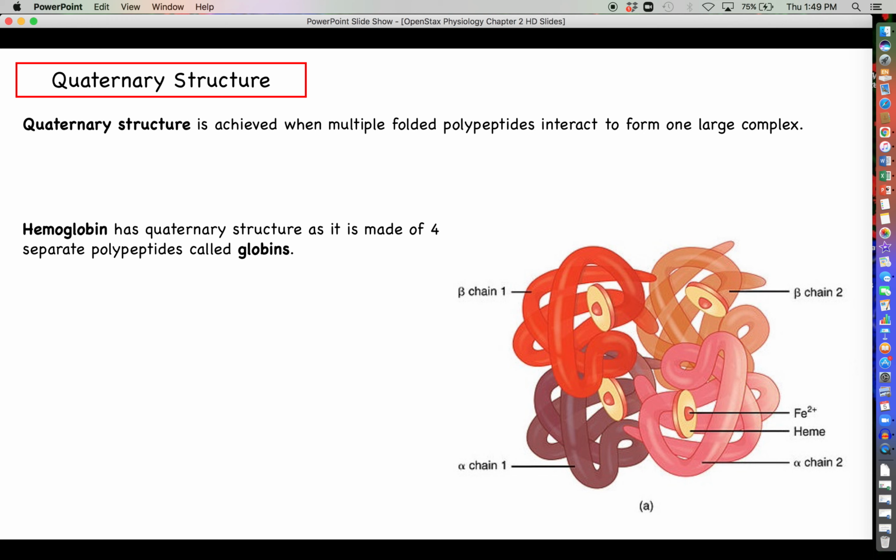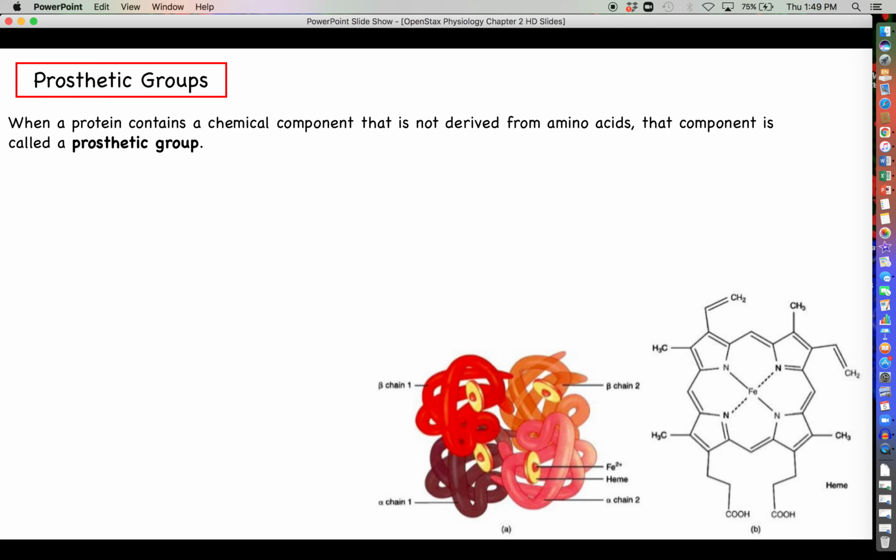Now, hemoglobin is a little bit different. Hemoglobin is not one individual protein. It is actually four different proteins that have conglomerated themselves together into a big complex. Hemoglobin has quaternary structure because it is made up of four different polypeptide subunits. They are called globin proteins. Hemoglobin itself consists of two alpha subunits and two beta subunits. Each of the subunits here, you'll notice, has its own tertiary structure, but when these tertiary structured proteins come together and bind to each other, that's when we're talking about quaternary structure.